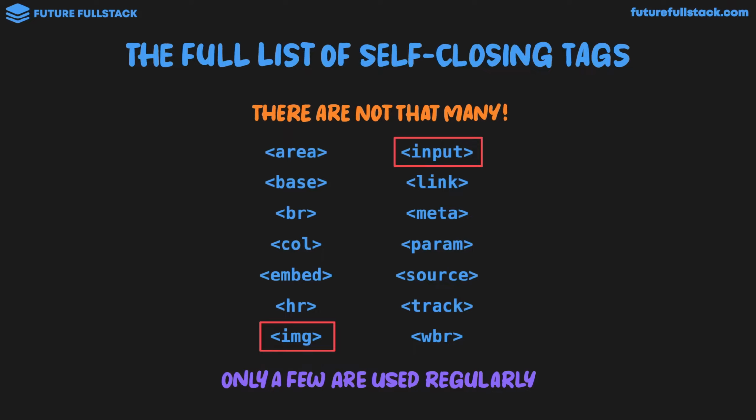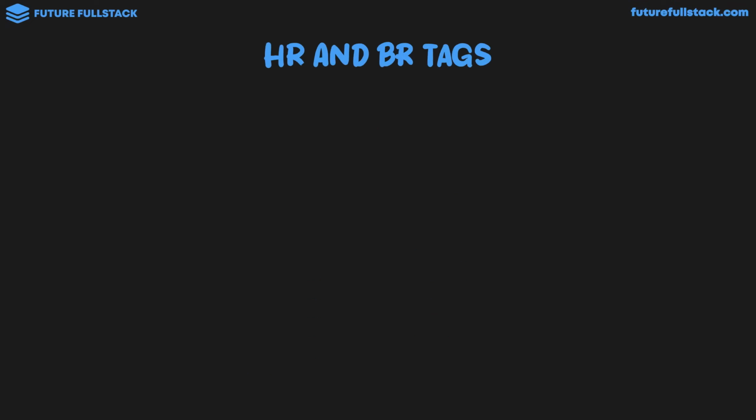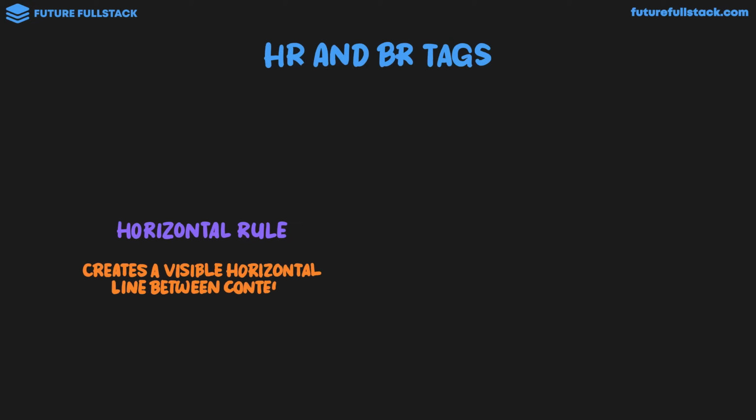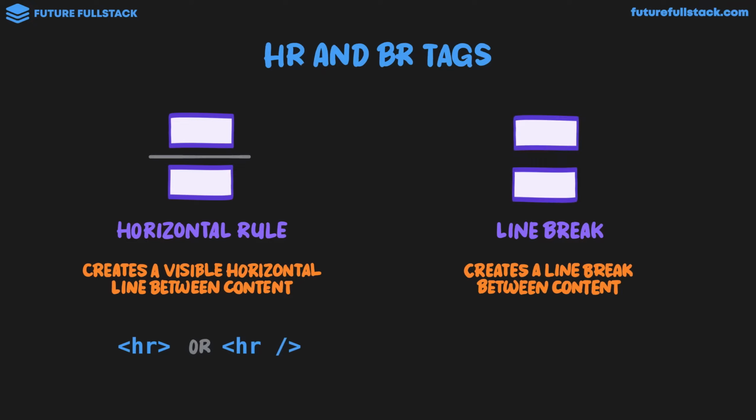Two simple self-closing tags we can look at now are the HR and BR tags. HR stands for horizontal rule. It creates a visible line between content. The tag can be either one of these, containing HR. The BR tag stands for line break. It creates a line break between content. The tag can be either one of these, containing BR.